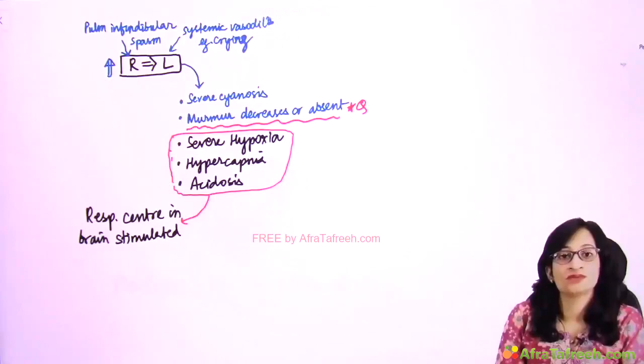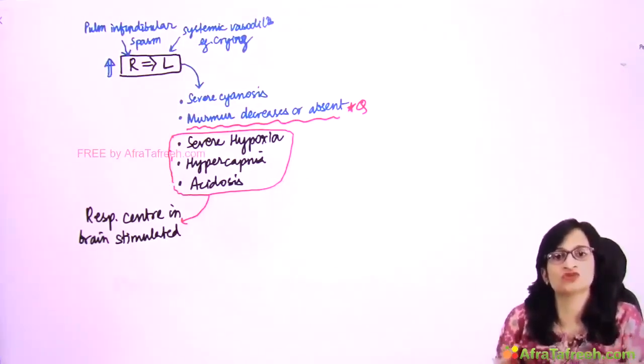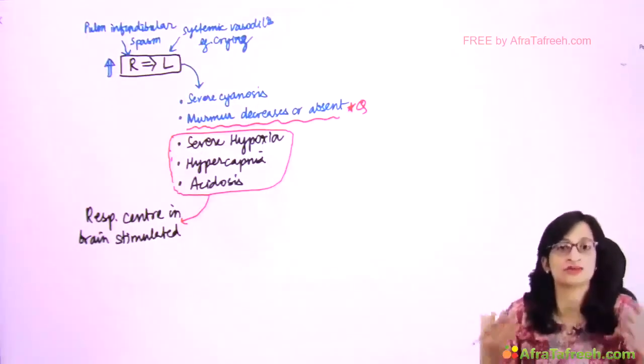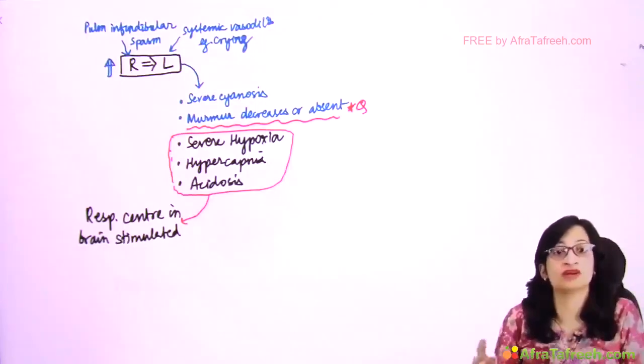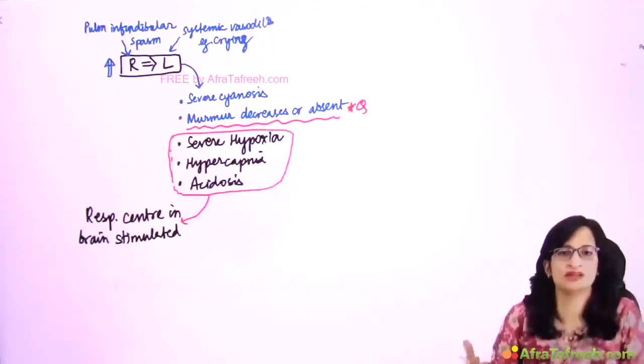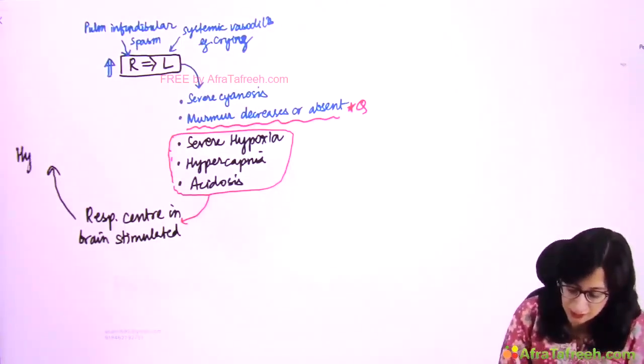So, the respiratory center in the brain is stimulated. It will ask the body to do more and more respiration. So, the child will breathe like that. It is called hyperpnea, the opposite of apnea. Apnea means not breathing. Hyperpnea means rapid and deep breathing. So, there will be hyperpnea.